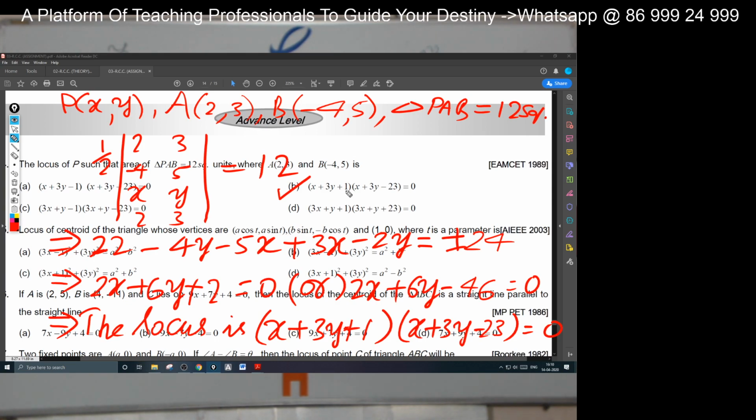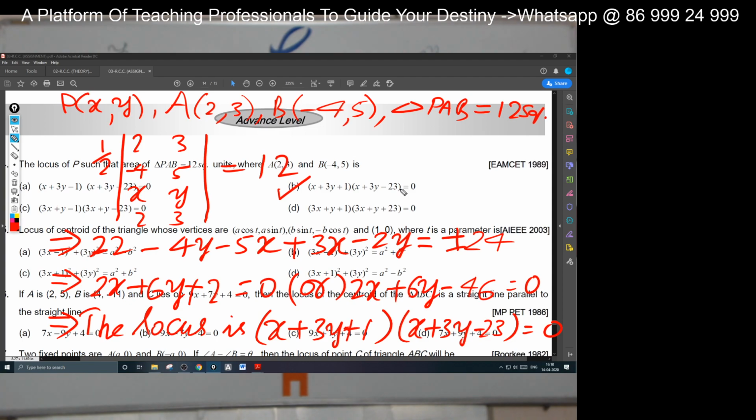Even if you square also, you will get it as x square plus 9y square plus 6xy minus 22x minus 66y minus 23 equal to 0. So Pratham, your constant must be minus 23, but you got minus 28 there.